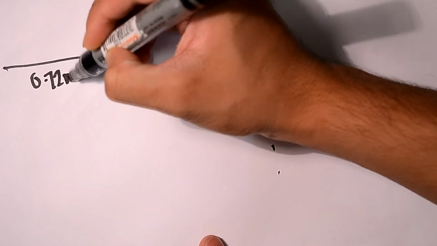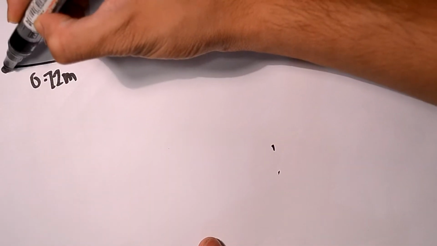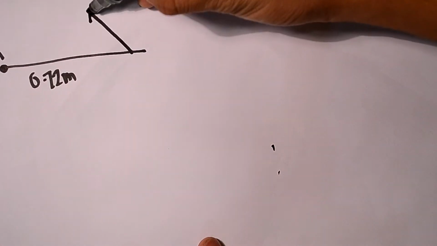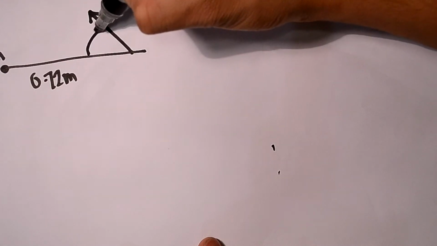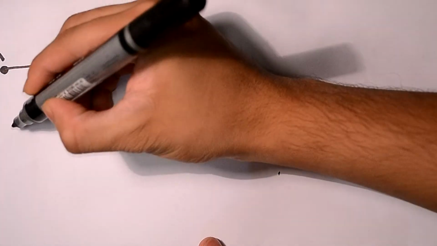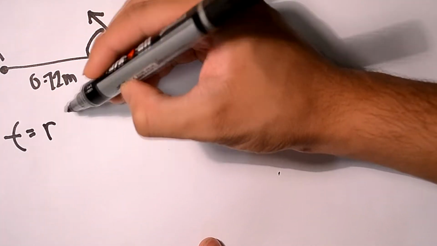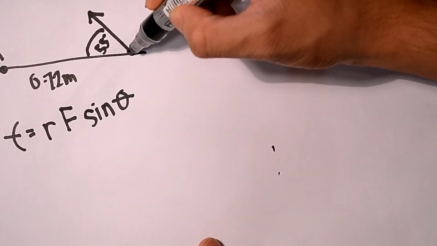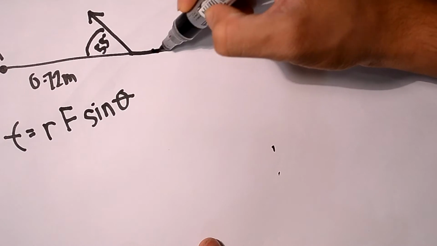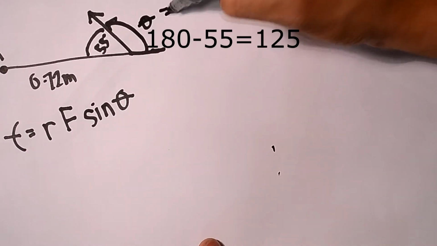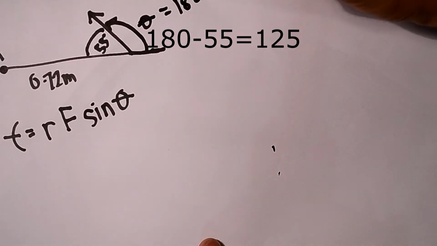So for example 1, we have a 0.72 meter door. Let's assume this is the hinge of the door and it's acted on by a 5 newton force here with a 55 degree angle. So how do we get the torque? Let's use the equation of torque, which is T equals the moment arm times the force applied on the object times sine theta, where theta is the angle from the radial arm to the force acting on the object. So here is our theta, equal to 180 minus 55 degrees, which is 125 degrees.